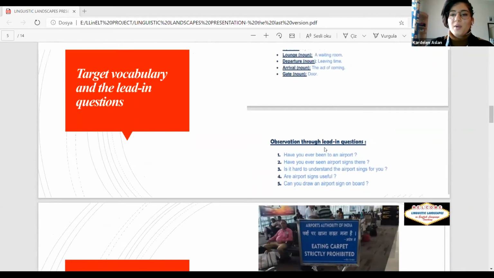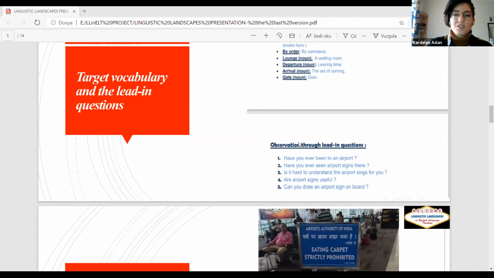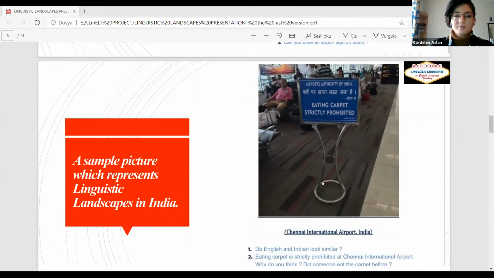And also, now we have the second part, which is known as observation through lead-in questions. Here, the students will just answer some questions, let's say, which go from the most general one to the least general one. So firstly, they will just share their experiences with us with the question, have you ever been to an airport? And last, they will talk about whether they can draw an airport sign they have seen beforehand. And these are related to using L2 communicatively in our classrooms.